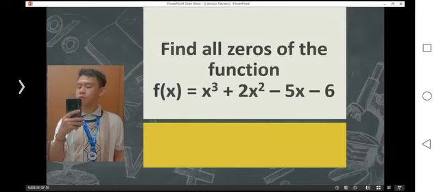Next, find all zeros of the function f of x is equal to x cubed plus 2x squared minus 5x minus 6. So here apply the rational root theorem to find all the possible values for x. Then, out of those possible values, simply try applying synthetic division to get a remainder of 0. Then after that, your quotient must contain an exponent of 2 or degree of 2. Then after that, apply quadratic formula or factoring. Answer? Negative 3, negative 1, and 2.